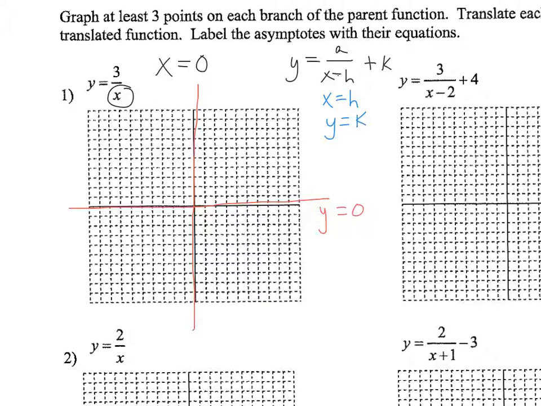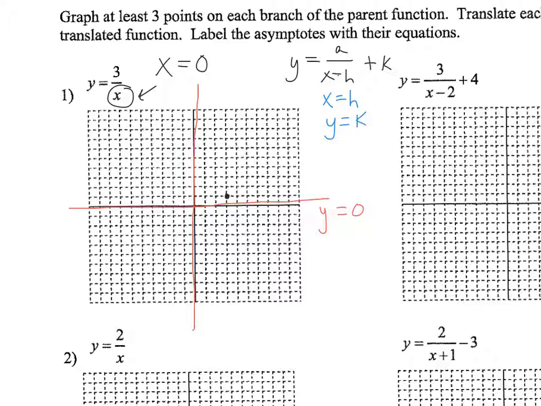So you're going to want to graph at least 3 points on each branch. There are 2 branches. There's a branch in the first quadrant because this is positive, and there's a branch in the third quadrant. To get precise points, think of numbers that you can plug in for x. So if you plug in 3 for x, 3 divided by 3 is 1. So one ordered pair is 3, 1.